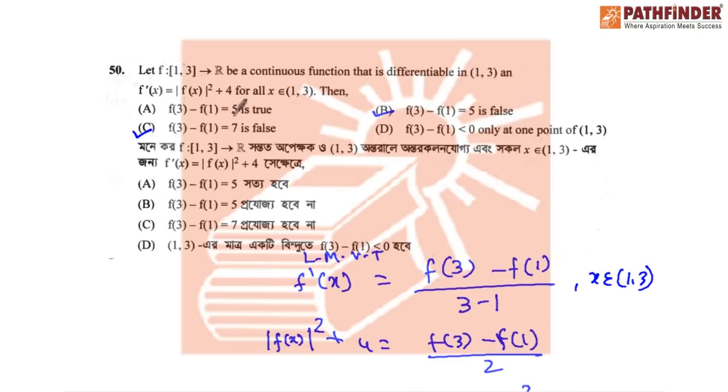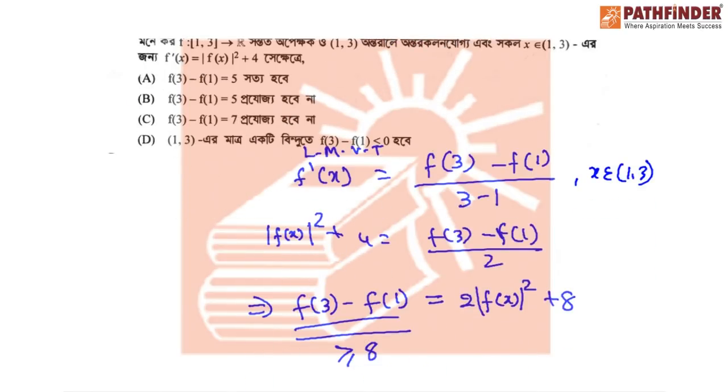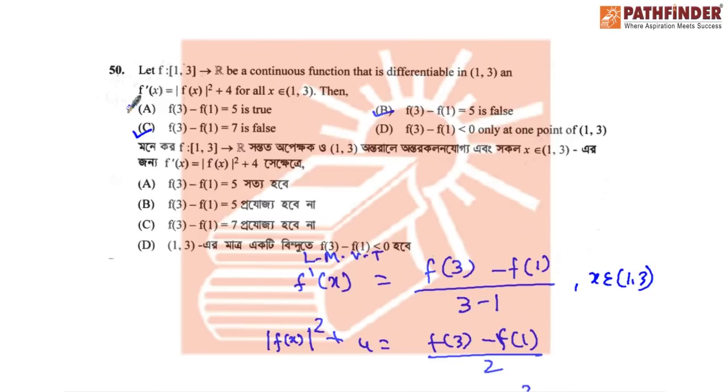f3 minus f1 equal to 5 is true. Here the option says that f3 minus f1 equal to 5, but just now we have seen that f3 minus f1 must be more than 8. So this one is false. This one is not correct. So there are two options which are correct here, option B and option C.